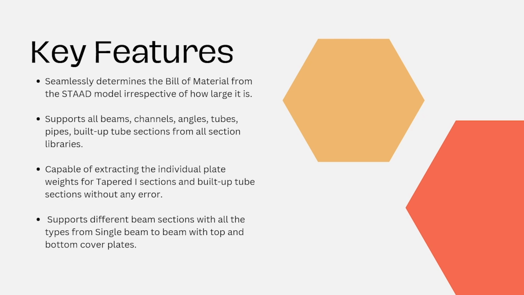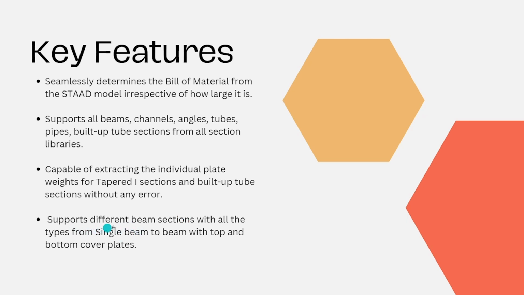But getting the weight of a tapered section is a key feature because we don't have that particular thing in STAAD. And also it will take the built-up tube weights as well. So if you're going to prepare a heavy tubular section like square or rectangular tubes, you have to make it with plates, right? For that also it will take the built-up plate weights.